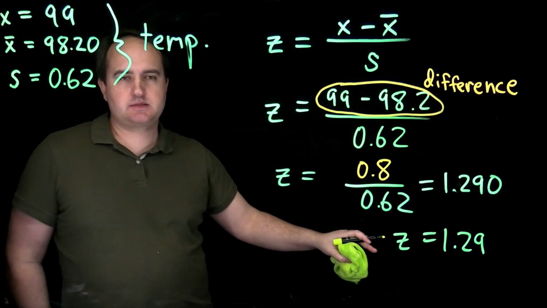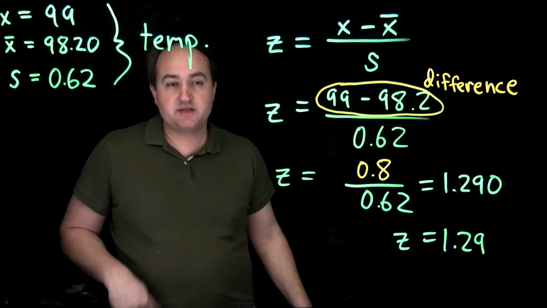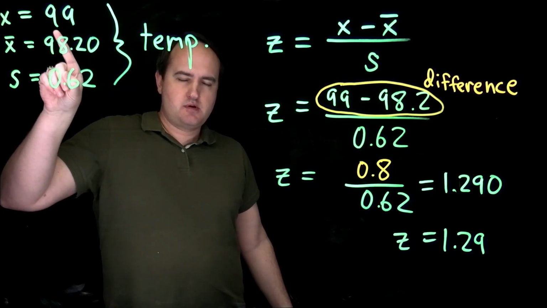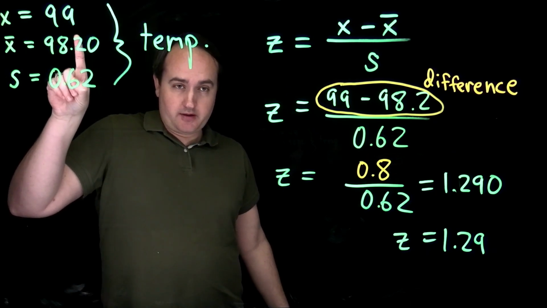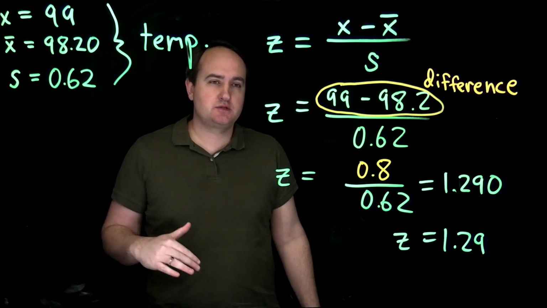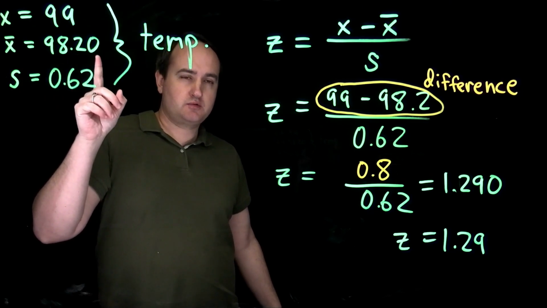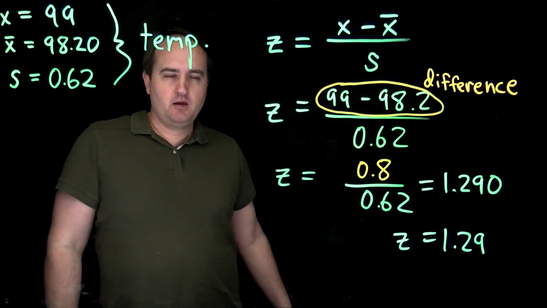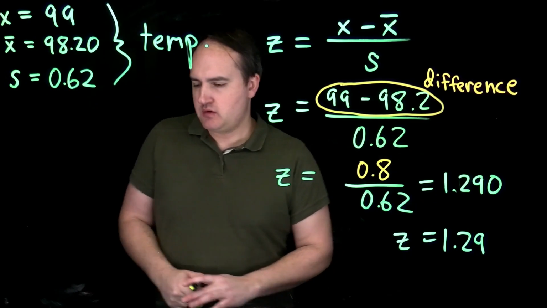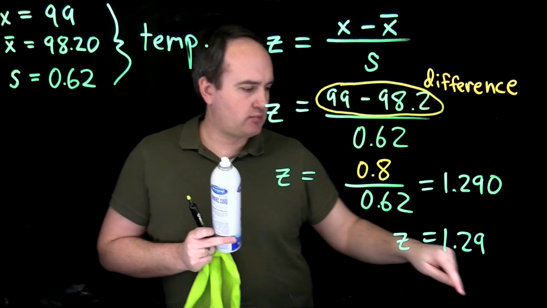Now, what does this tell us? This z-score tells us that we are 1.29 standard deviations above the mean. So that data value, a 99-degree Fahrenheit body temperature, is 1.29 standard deviations above the mean, and the mean here was 98.20 degrees Fahrenheit. All right, so that is our first z-score. I'm going to erase all this while I go back to the slides.